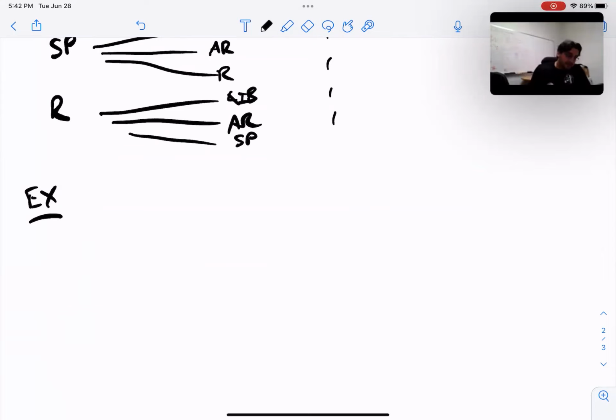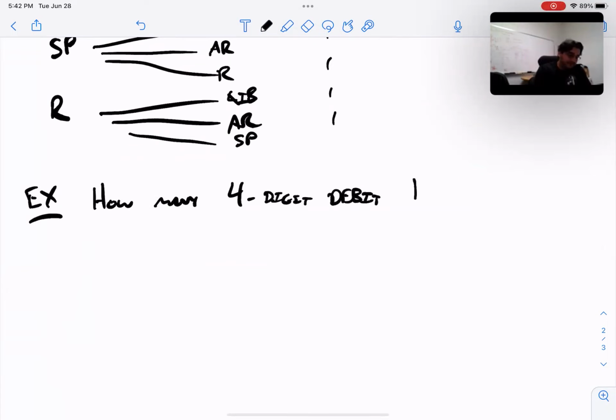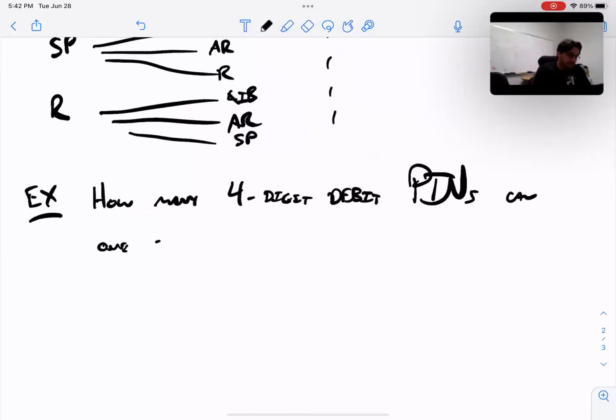So let's think about another example. Let's go back to debit card pins. How many 4-digit debit card pins can you select if no repeat numbers are allowed?